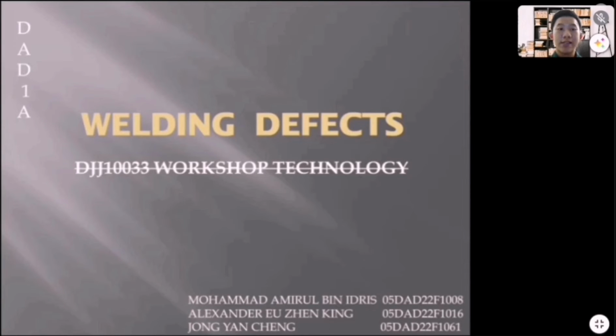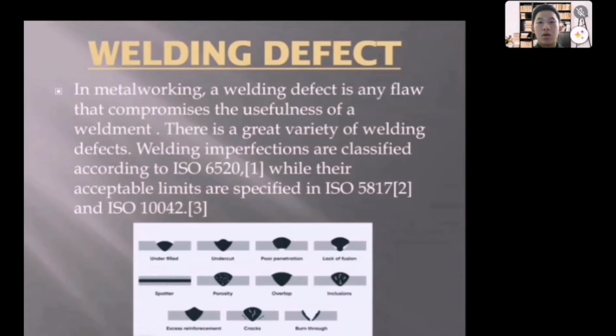My name is Alexander Ilzen King. 05DAD22F1016 is my matrix number. And these are my group members, Muhammad Amirul bin Idris and also Zhong Yang Cheng. We are from DAD1A, subject code DJJ10033 Workshop Technology. Today we are going to present about welding defects.